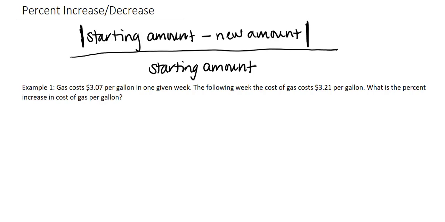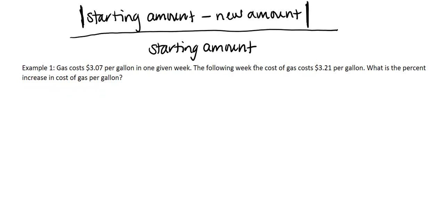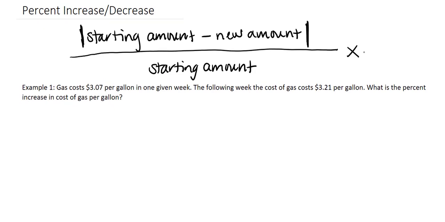So gas costs $3.07 per gallon in one given week. The following week, the cost of gas costs $3.21 per gallon. So what is the percent increase in cost of gas per gallon? Oh, and also the other very important thing with this formula is we're going to multiply it by 100, right, percent, because then we can get it into a percentage this way.